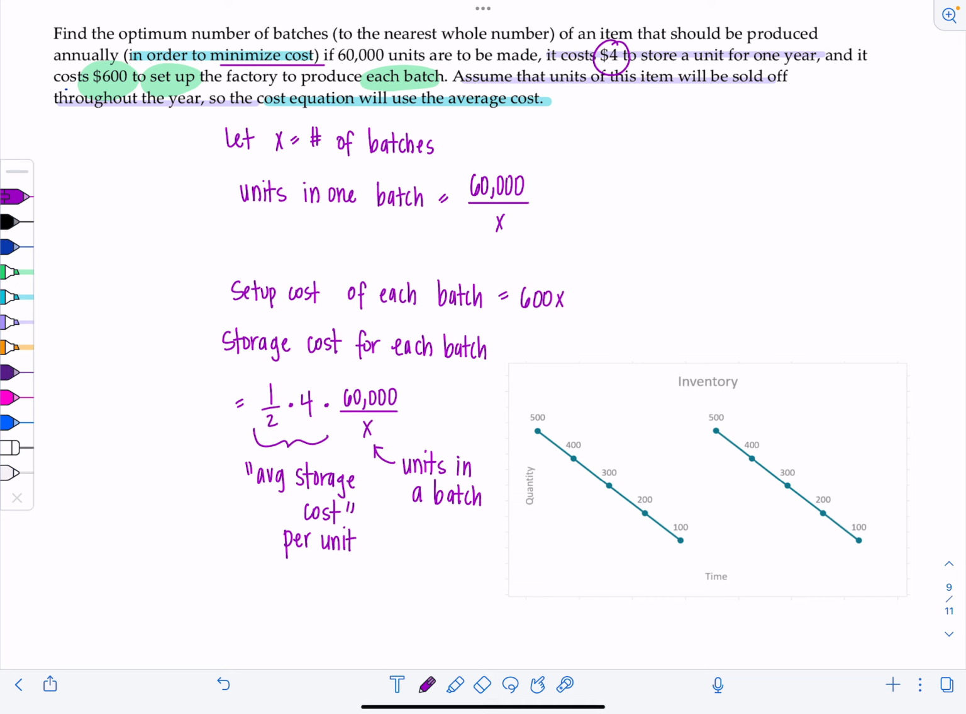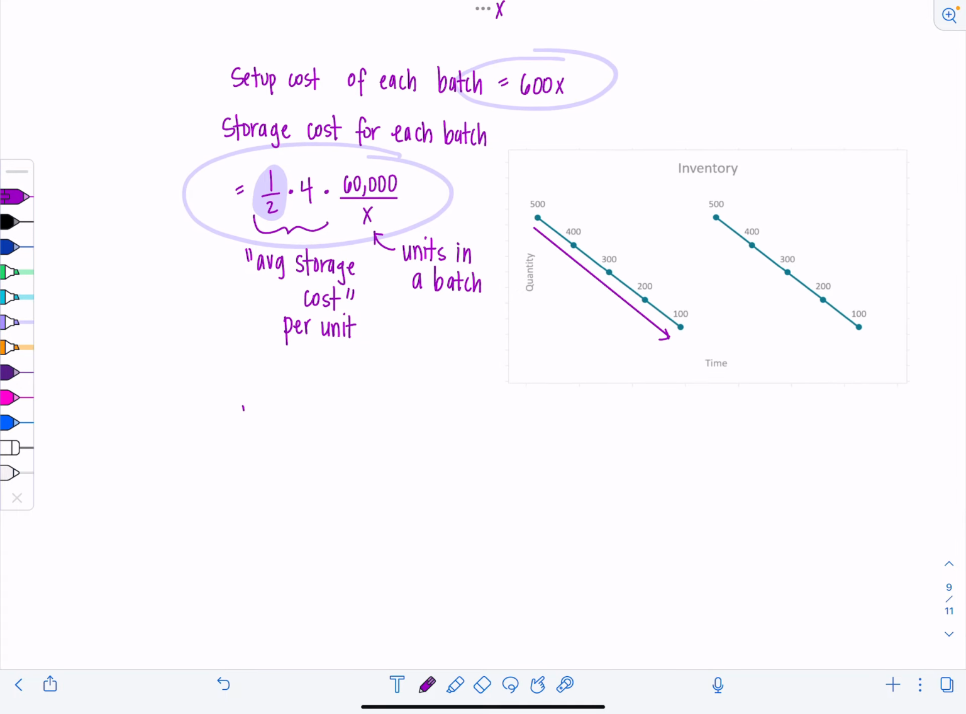Okay, so you can just basically cut it in half because you're assuming this constant rate of depletion for your demand equation, okay? If you're not an econ major, don't stress about the theory of it. Just know you're going to add a half to whatever the cost is. So this is the setup cost for the batch. That's the storage cost for the batch. Add them together and there's your total cost, okay? So total cost, I can write it as C of X. It equals 600X plus 1/2 times 4, that's 2 times 60,000 over X.